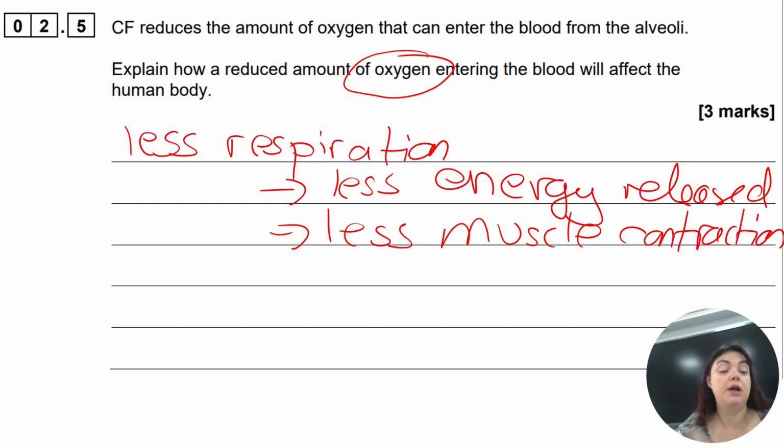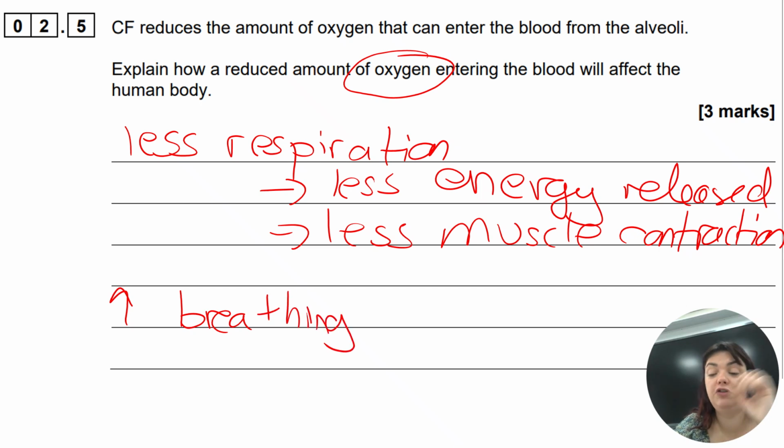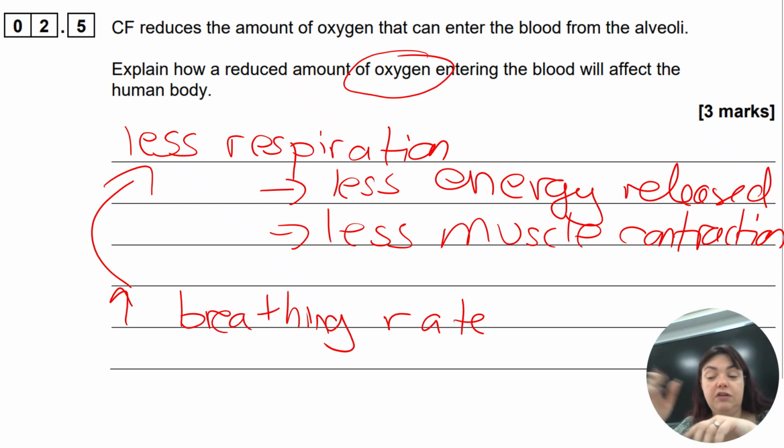Okay, nice and simple. Now, you could say another thing is there's less energy released, so a reduction in metabolism. Okay, that's absolutely fine. You could also then mention some other things. So you could say an increased breathing rate. Okay, so if somebody's getting a reduced amount of oxygen, they might be getting out of breath more. You could also say that there is an increase in heart rate as well because there's less oxygen into the blood, so the heart is pumping to get that blood around, get that oxygen around the body faster. But either way, it's all linked to this idea of less respiration.